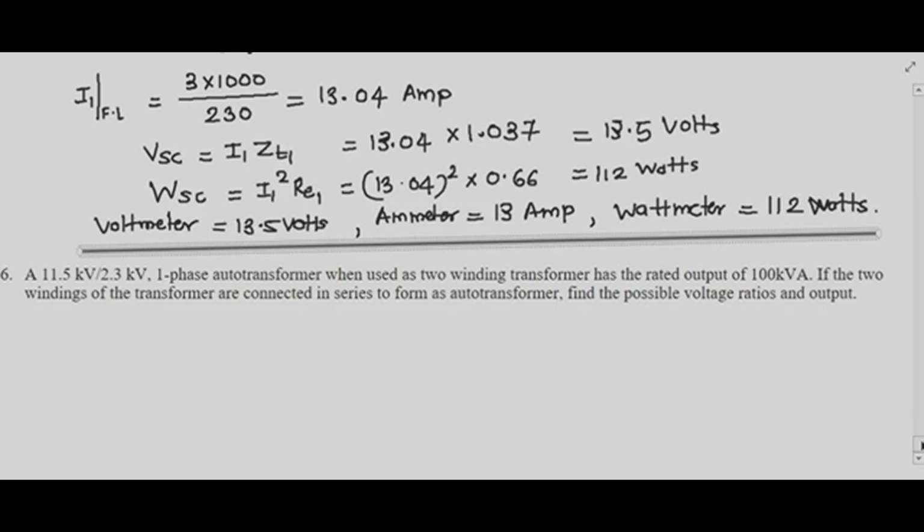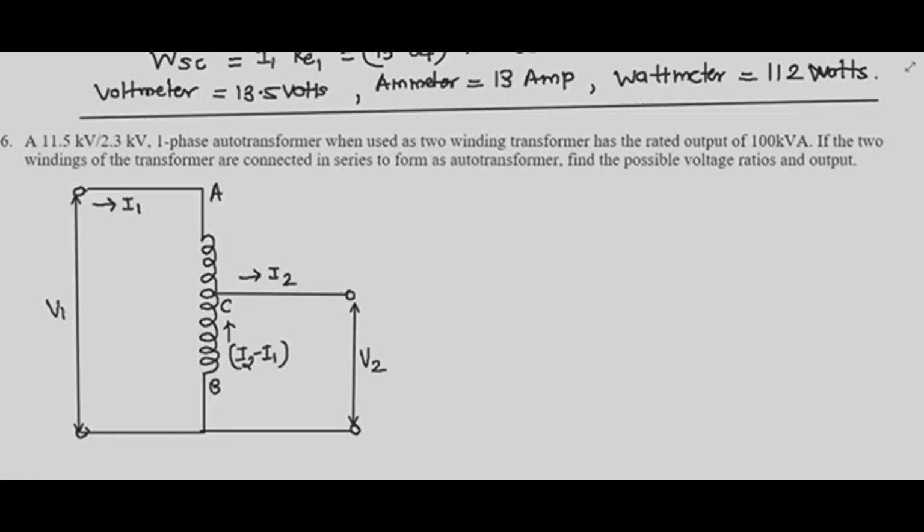Now let us solve one problem based upon the auto transformer. Okay, so the problem statement is: an 11.5 kilovolt by 2.3 kilovolt single phase transformer, when used as a two winding transformer, has a rated output of 100 kVA. If the two windings of the transformer are connected in series to form an auto transformer, find the possible voltage ratios and the output. So students, let us draw the auto transformer first.